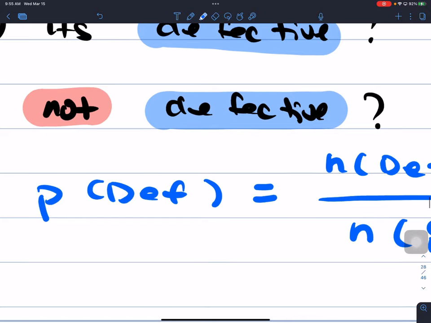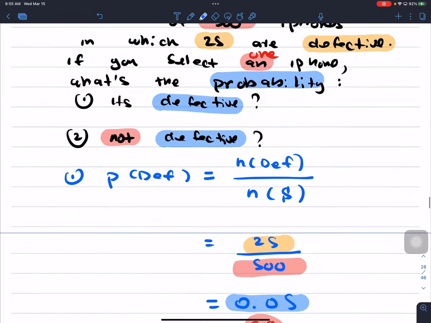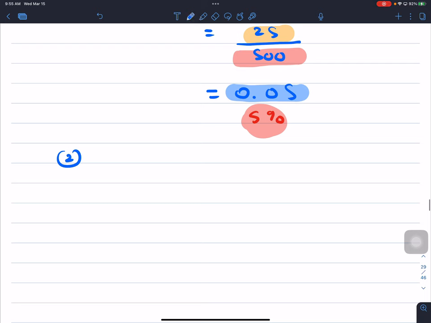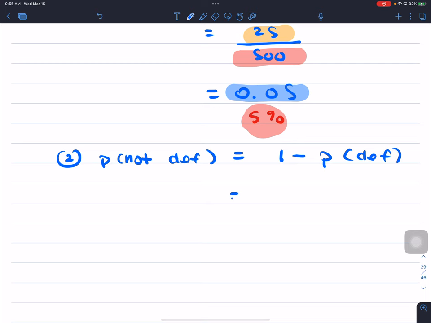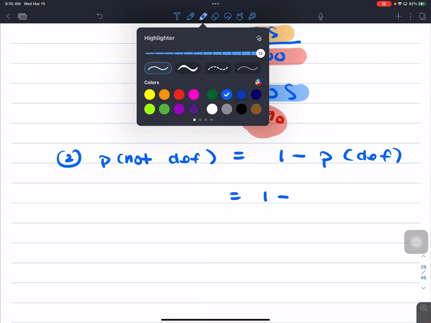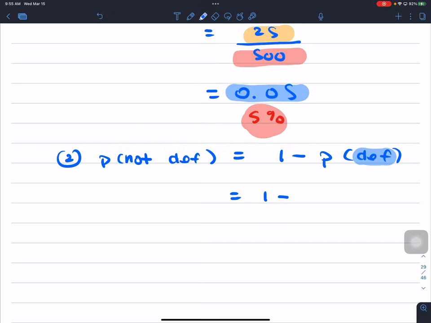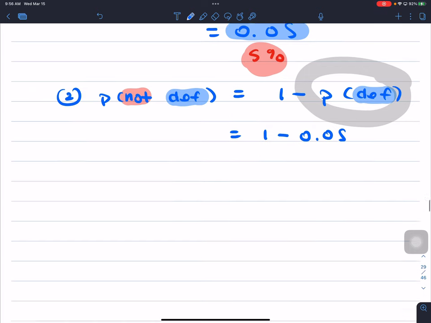If it says not defective, what do you guys do? That's the probability of selecting an iPhone that is not defective. What is that? One minus the probability of being defective. Do you happen to know the probability of being defective? Say yes. What is that? Didn't you just find that as 0.05, which is 5%? Do you guys know what 1 minus 0.05 is?